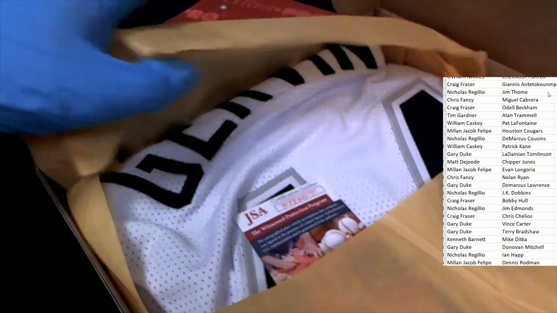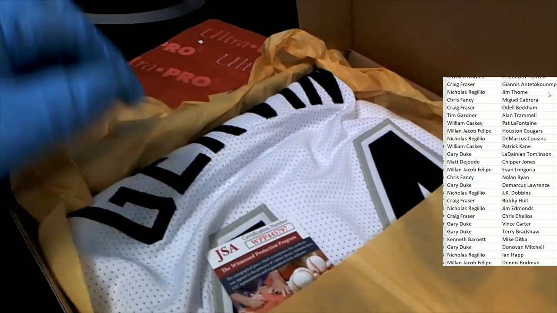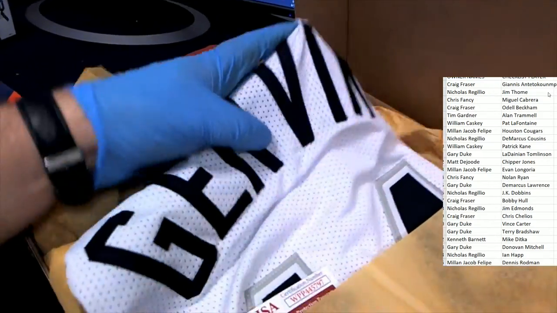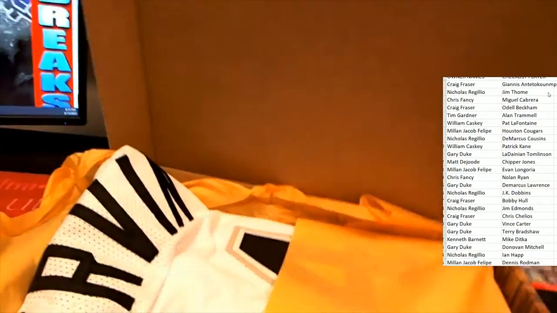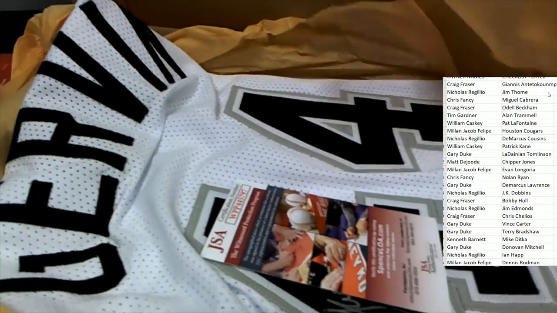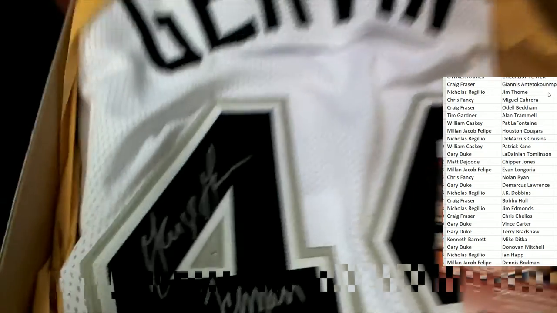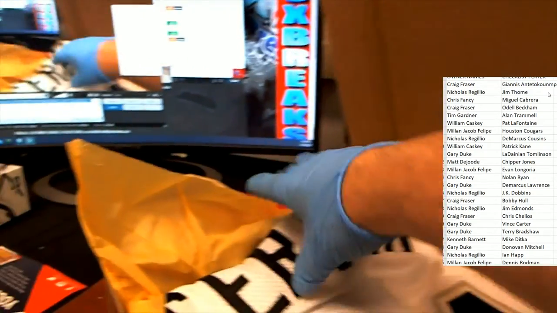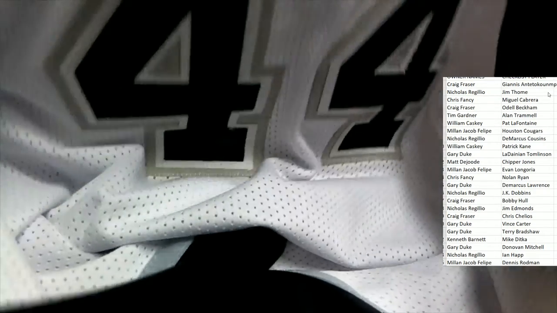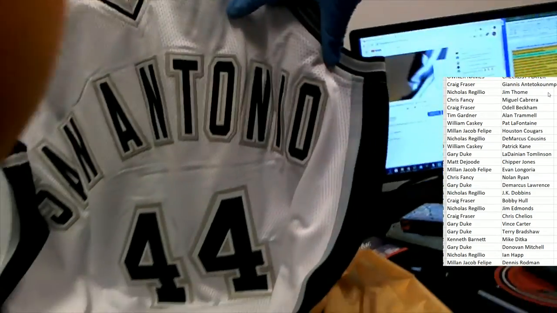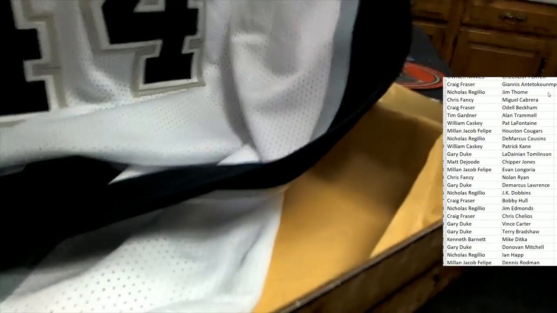A Gervin. Oh. Gervin. Wow, this looks really nice. It's, I guess, a Spurs, is what it looks like to me, right? Yes, San Antonio Spurs. Number 44.